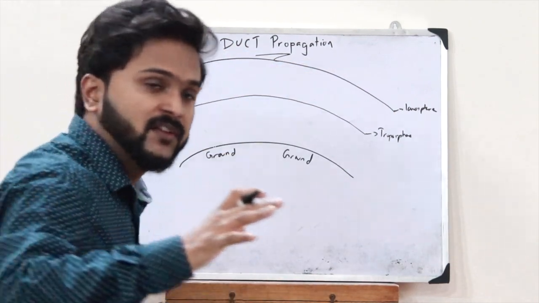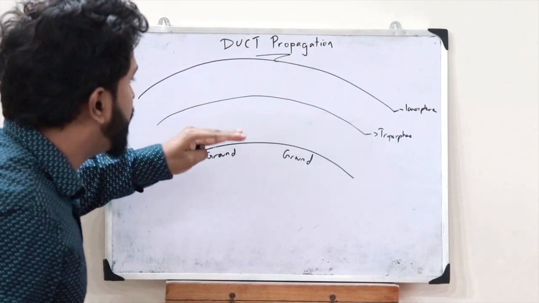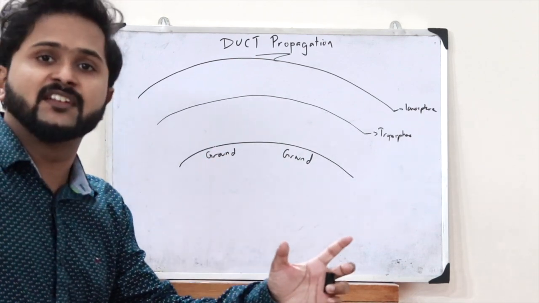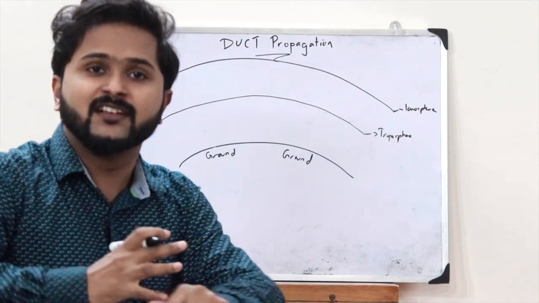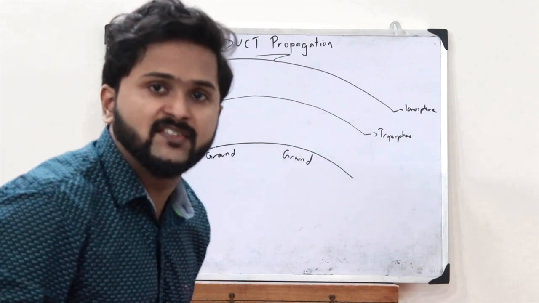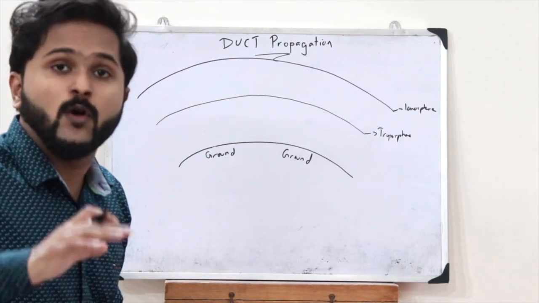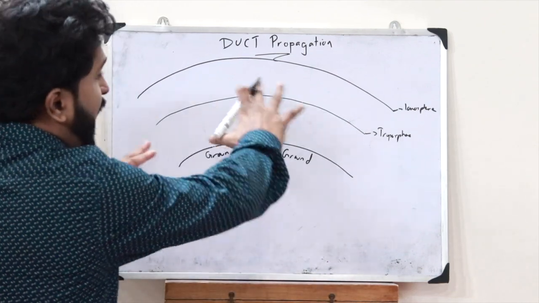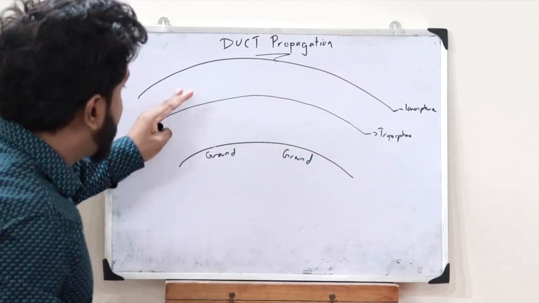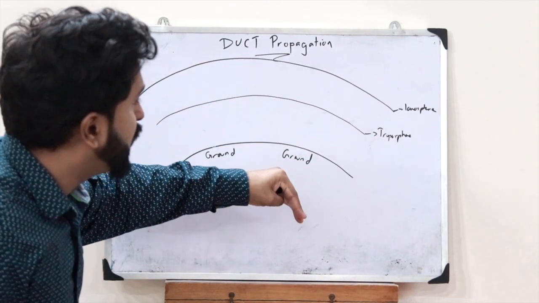So what happens here is that in this region of the troposphere, certain high frequency signals like microwave frequency signals, UHF, VHF, all these signals, when they reach this particular region of the troposphere, get refracted by the troposphere and are refracted back onto the surface of the Earth.